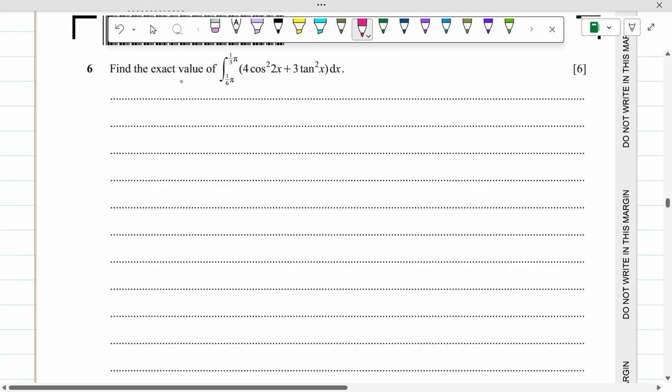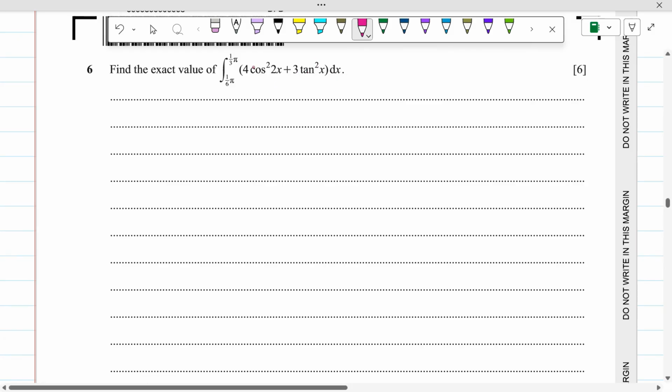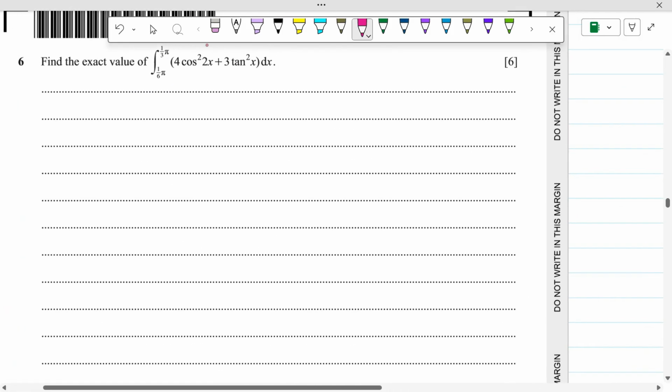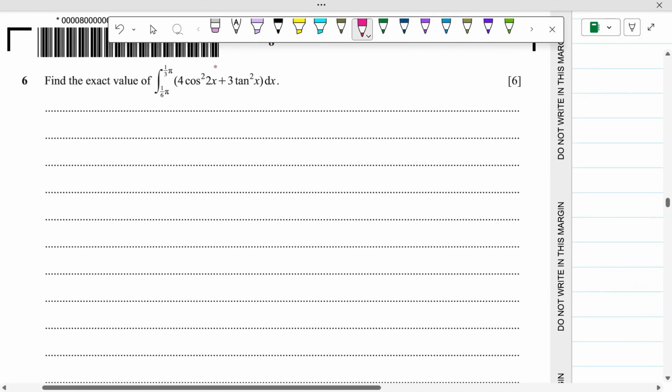Question number 6. Find the exact value of the integration of 4 cos squared of 2x plus 3 tangent squared of x with respect to dx, where the limit is from pi by 6 to pi by 3. To solve this integration, we will need to apply some trigonometric identities.